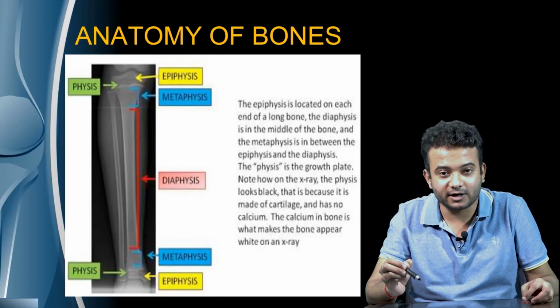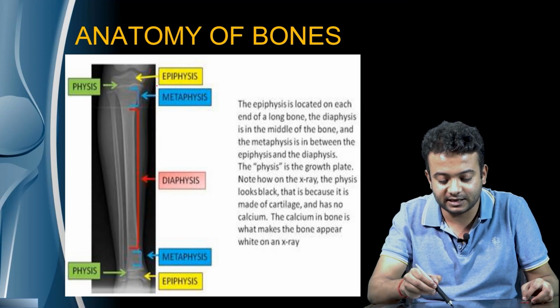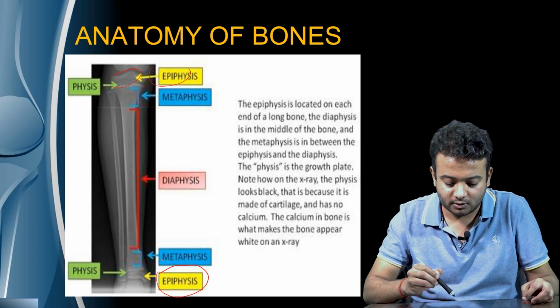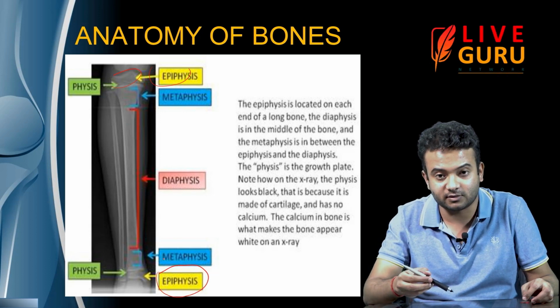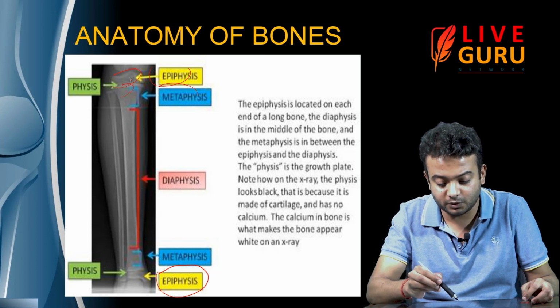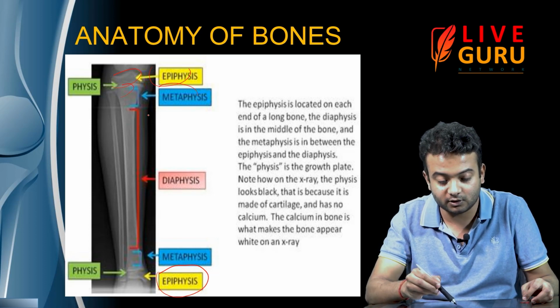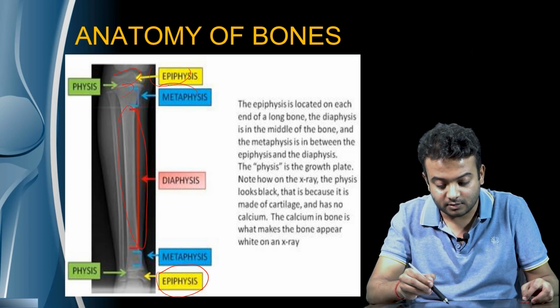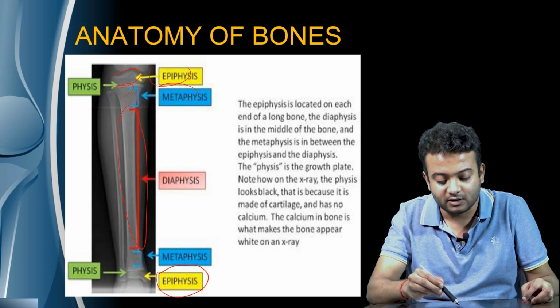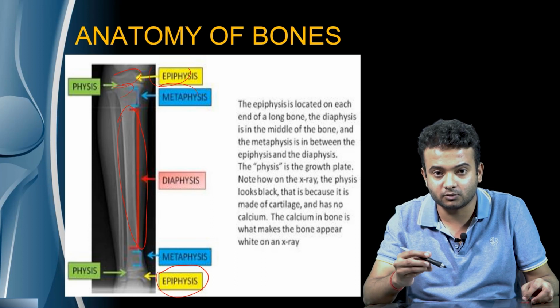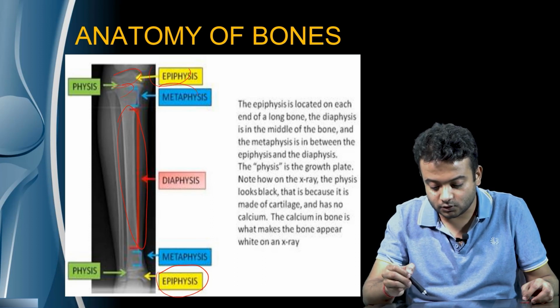Now we'll be talking about the anatomy of the bones. Basically the bone comprises the epiphyseal end, the epiphysis, which is contained in either end of the long bone. The metaphyseal end is between the epiphysis and the next one, the long shaft of the bone, which is the diaphysis. Between the metaphysis and the epiphysis is the physis, which is the growth plate, the part which actively grows.